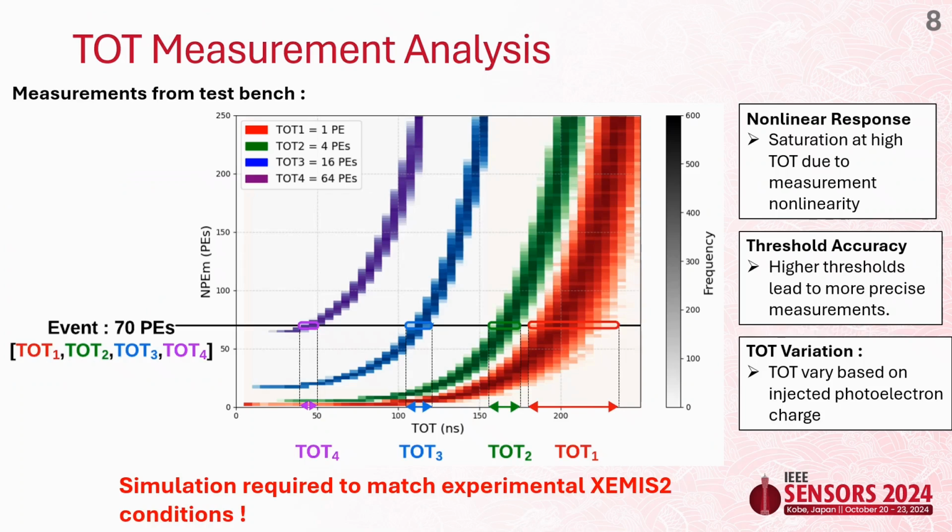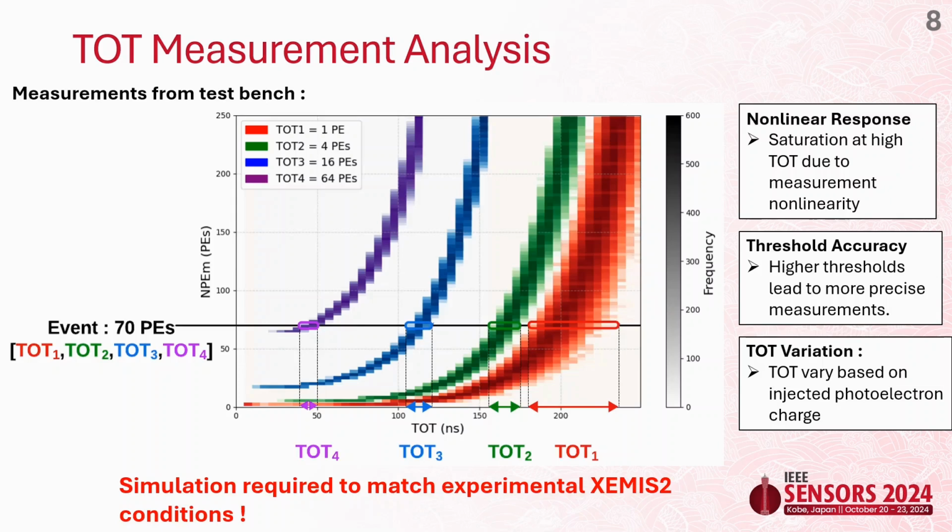And here, this figure shows the variation of ToT, the duration of the logic signal, measured on the test bench. In fact, different charges representing photoelectrons were injected. And this figure displays the photoelectron distribution for 4 thresholds. And as you can see, the evolution is nonlinear with saturation at higher ToT values.